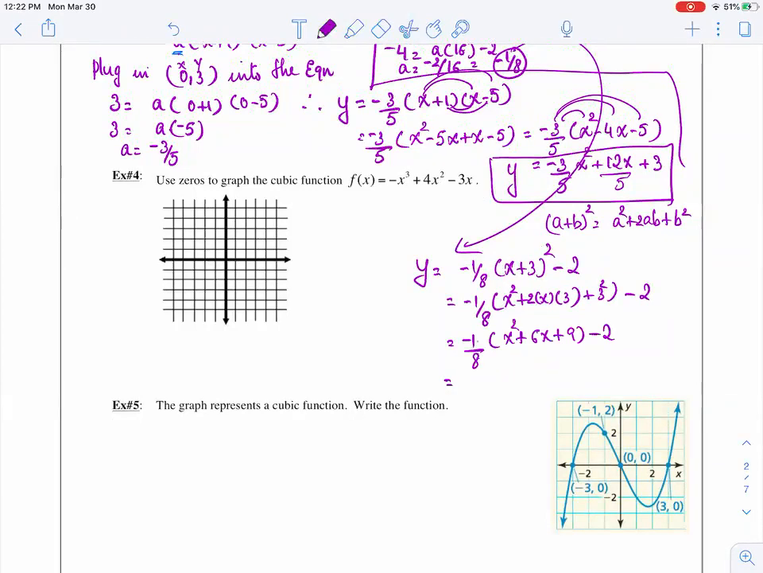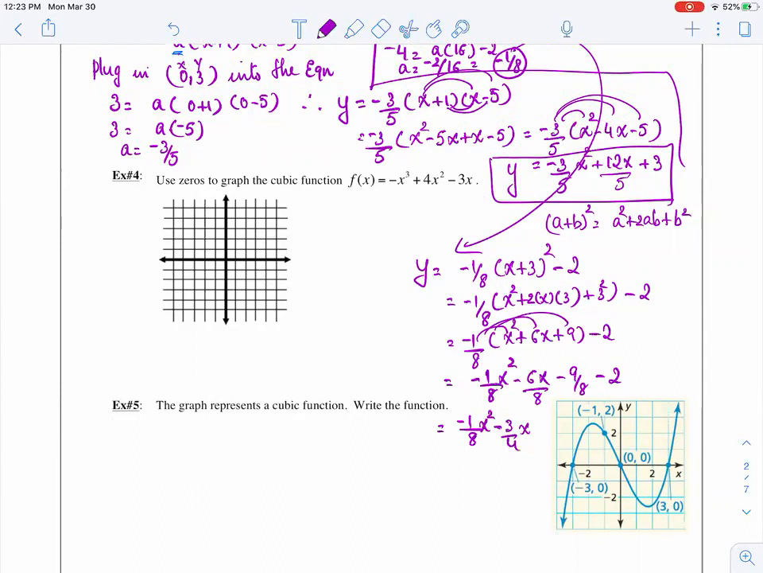Okay, first we have to expand this. Take the negative 1/8 into the function, and then subtract the 2, because the 2 is outside the parentheses. So we have to take the negative 1/8 to everything, and then only we can do that. So that's going to be negative 1/8 x squared minus, you can simplify this, so that's going to be 3/4 x.